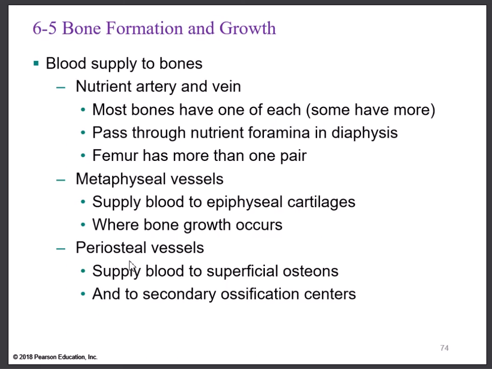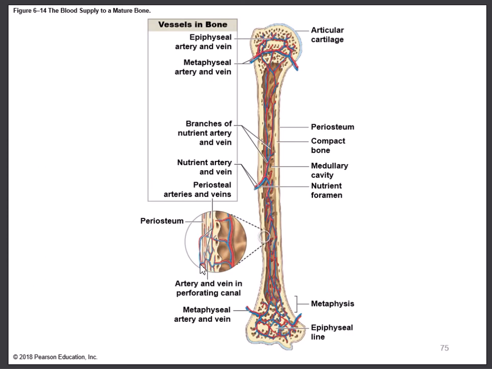The last blood vessels I'd like you to know are called the periosteal blood vessels. These are going to be running in the periosteum, and they're supplying the superficial osteons, so the osteons that are on the periphery of the bone, and then also they're bringing blood to the secondary ossification centers, which we just saw are important for interstitial bone growth. So you can see out here is the periosteum, and these are the periosteal blood vessels running straight up and down this way. Okay, so the blood vessels we want to know are the nutrient artery and vein, the metaphyseal artery and vein, and the periosteal artery and vein.